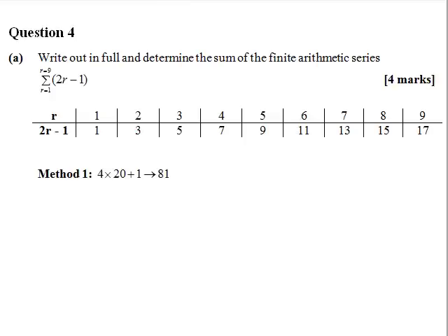Now let's use the formula. The first term is 1, here it is, and the common difference, that's to say the nth term minus the n minus 1th term, that's to say the second term minus the first term, the difference is 2. The 5th term minus the 4th term, the difference is 2. The 9th term minus the 8th term, the difference is 2. So the common difference is 2.